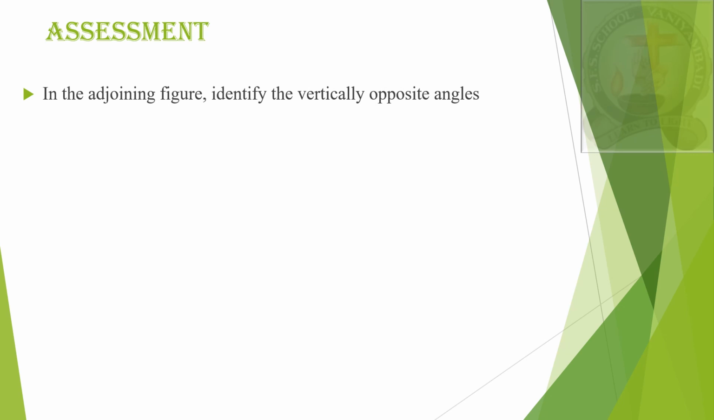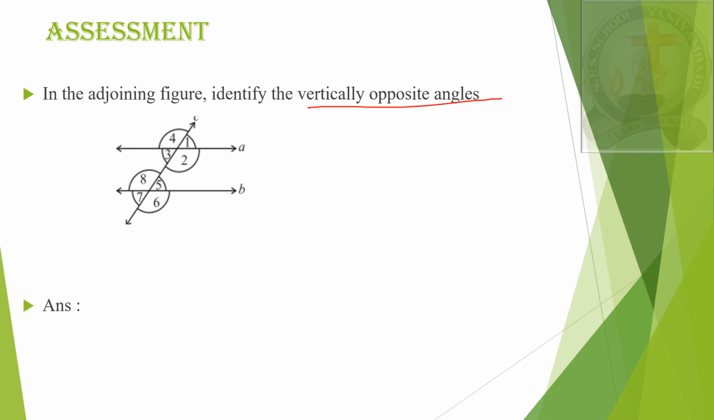Next, we have an assessment, children. In the adjoining figure, identify the vertically opposite angles. So we need to find the vertically opposite angles here. Which angles are vertically opposite angles?